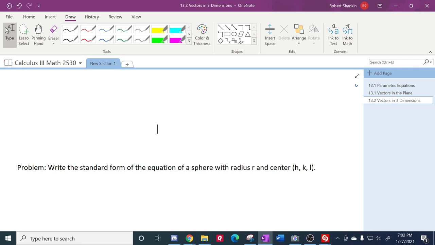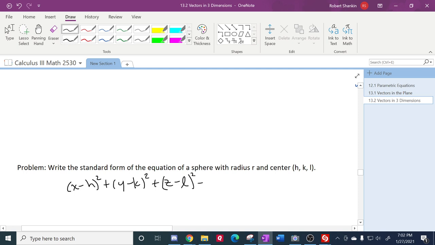So group 2, what is the standard form of the equation of a sphere? It's (x minus h) squared plus (y minus k) squared plus (z minus l) squared equals r squared. Or less than or equal to. If it was less than or equal to, it would be the ball.